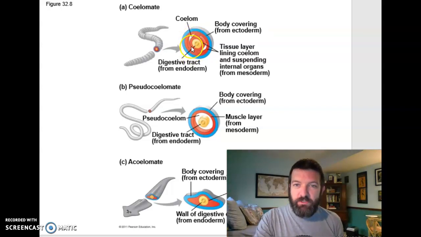And this allows your digestive tract to expand some without messing up your outer skin or your size. It also gives you a fluid-filled sac to squeeze on, because fluid doesn't compress. So that's a hydrostatic skeleton. We'll talk more about that later. But in true coelomates, the coelom is developed in this mesodermal tissue, so in the middle of the mesodermal tissue right there.